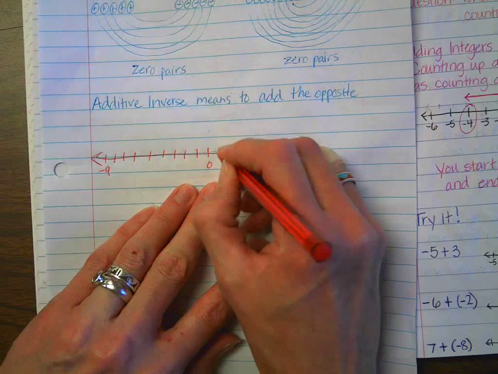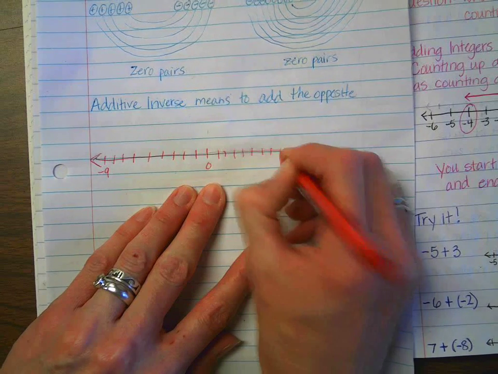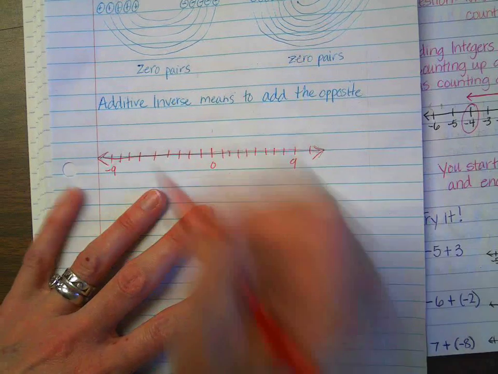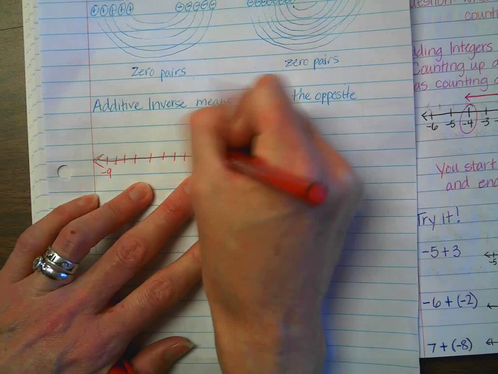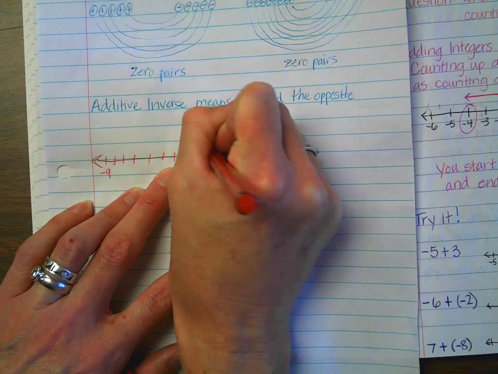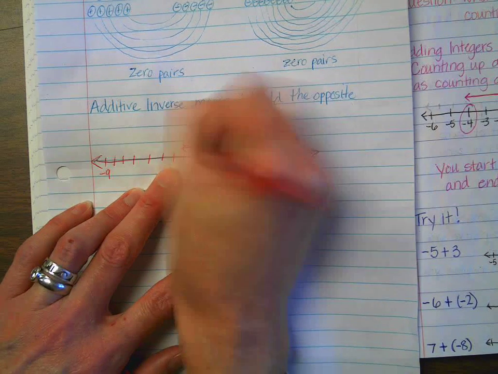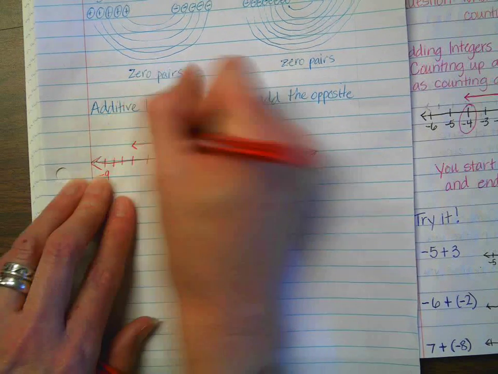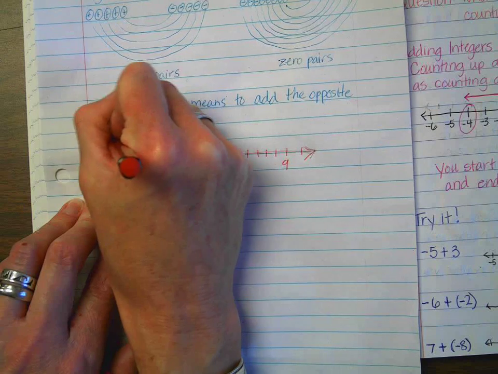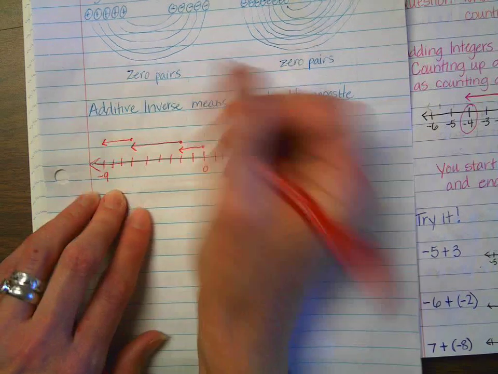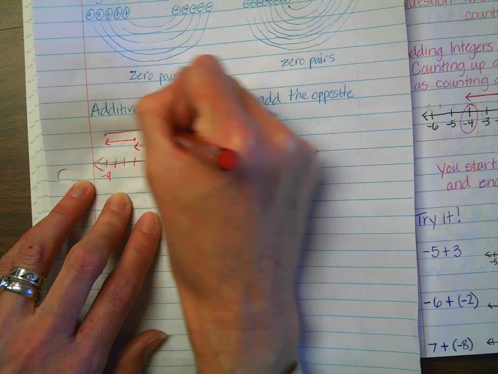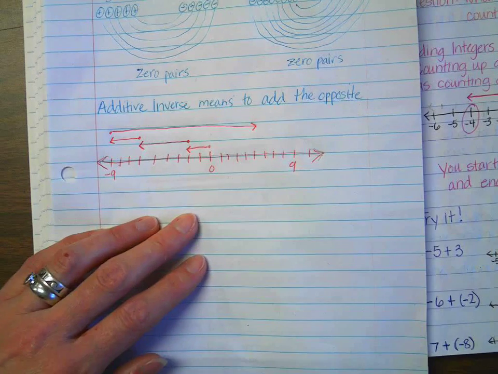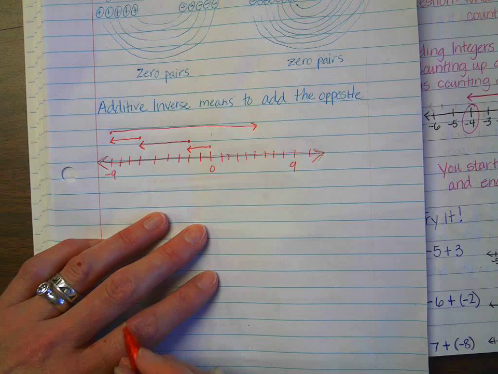So this is negative 9. 1, 2, 3, 4, 5, 6, 7, 8, 9, 10. So this is positive 9. Okay. What if I have some arrows that go like this? I start at 0. I go here. And then I start right there, and I go to here, and then I start right here, and I go to here, and then I start right here, and I go to here. So what you can do is you can tell me what happened.